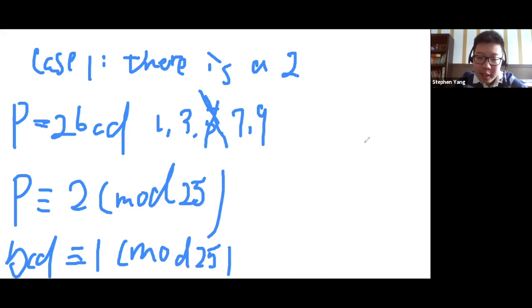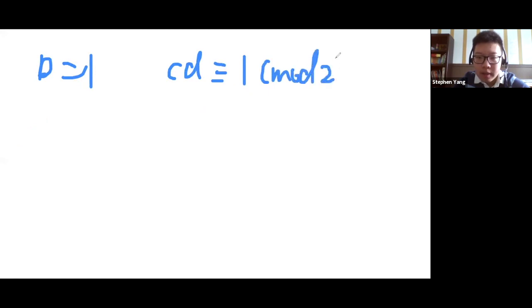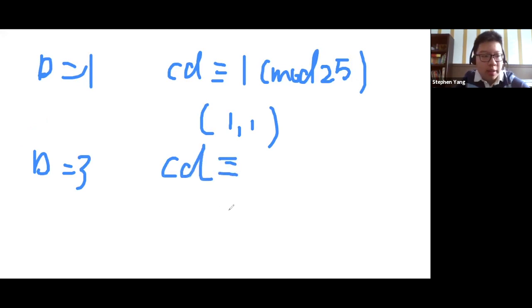So let's say B is equal to 1. That means CD, let's write it over here, CD is congruent to 1 mod 25, which means CD must be 1, 1. And when B is equal to 3, CD is congruent to 17 mod 25.